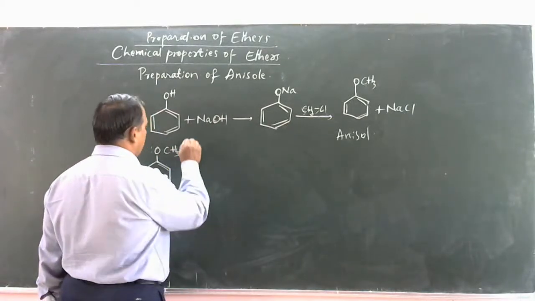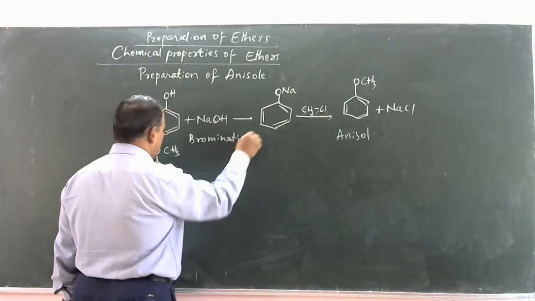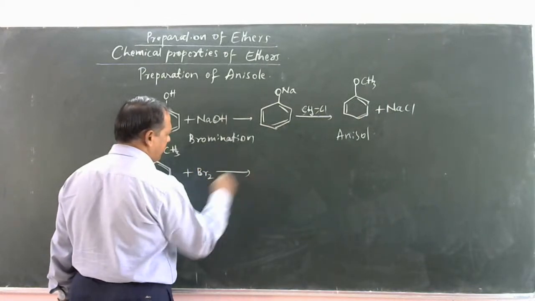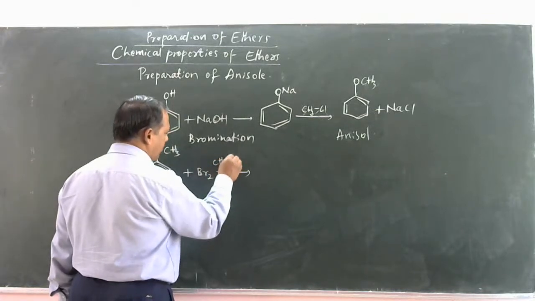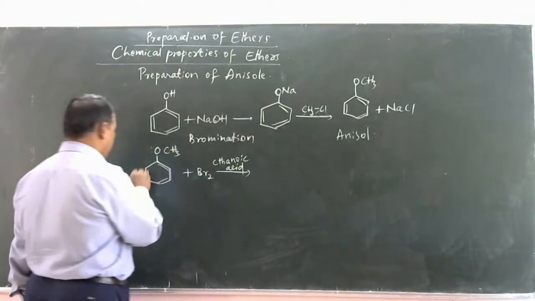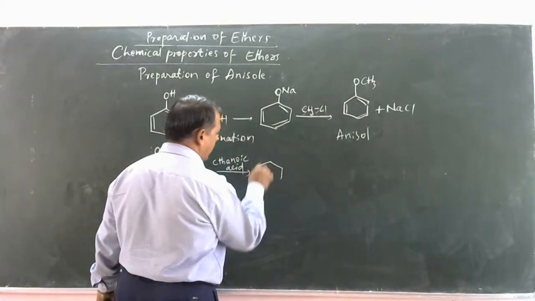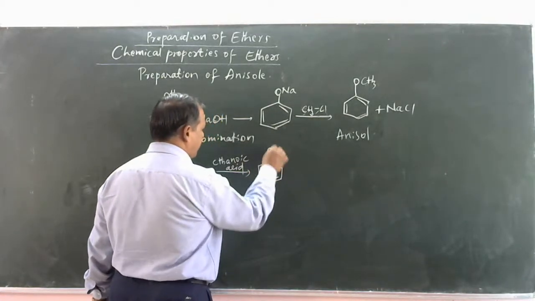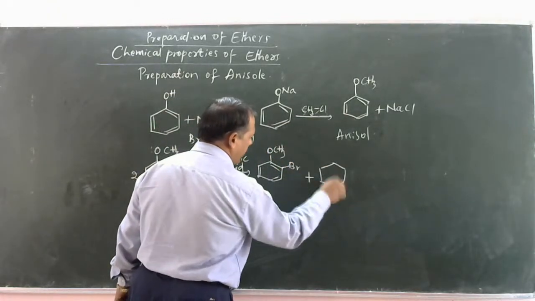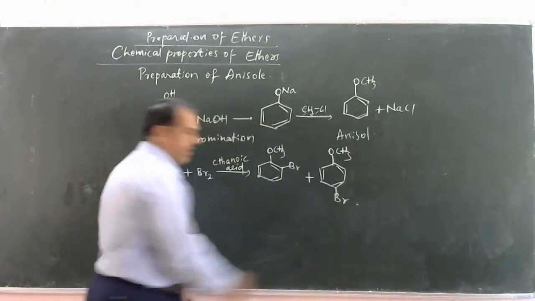See, when anisole is brominated, see, bromination. When anisole is brominated in the presence of ethanoic acid, we will get ortho and para-bromoanisole. These reactions you are very familiar with. See, this is ortho and another one is para-bromoanisole. OCH3 and here para-bromo.